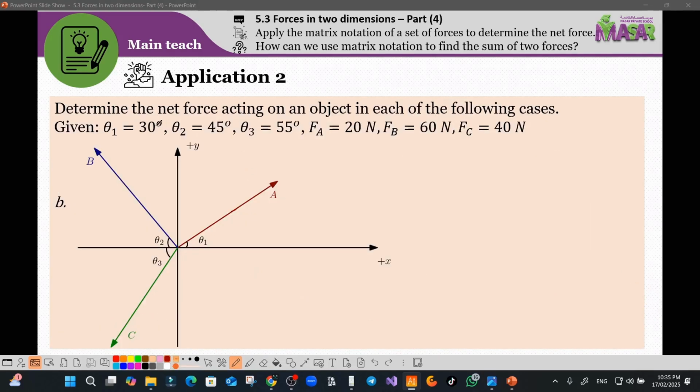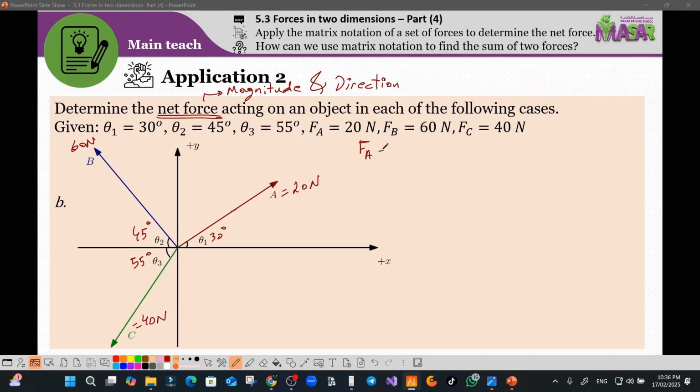Now in application 2, we need to determine the net force again, which means I need to find the magnitude and the direction for the F net. Before we do that, we need to find each component of these forces, the forces A, B, and C, and the given angles: 30 degrees here, for theta 2 we have 45 degrees, and for theta 3 we have 55 degrees. Now FA is 20, for FB we have 60, and for FC we have 40 Newton.